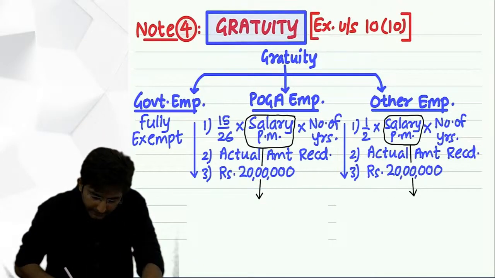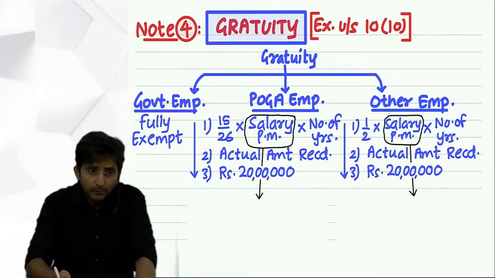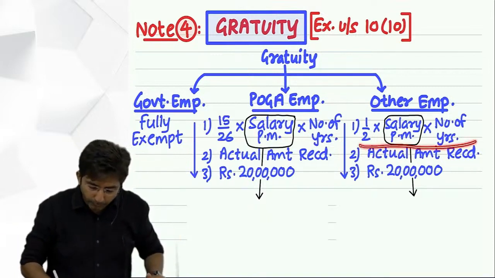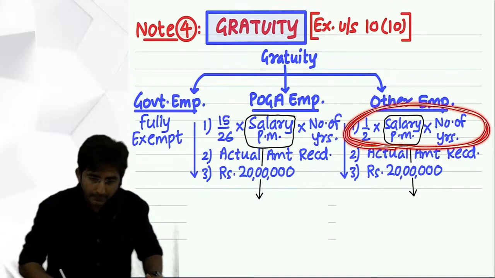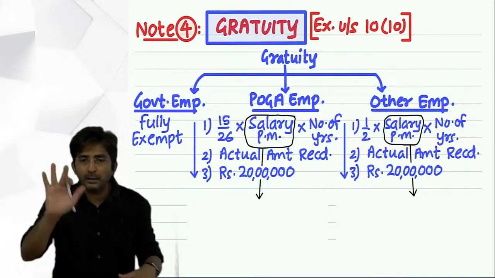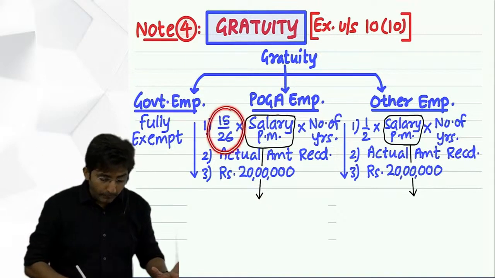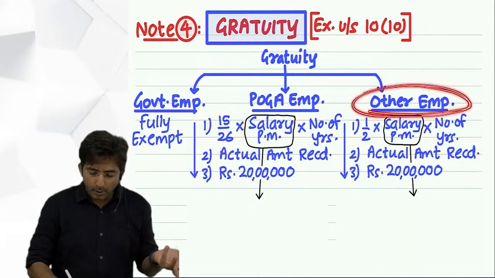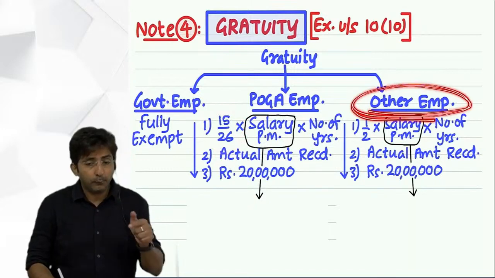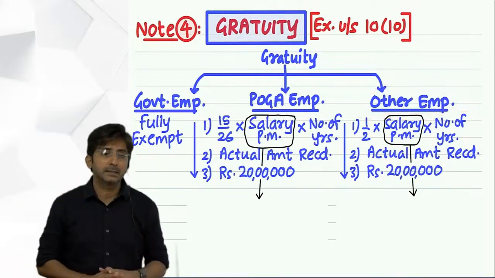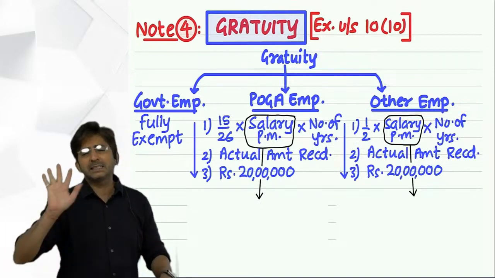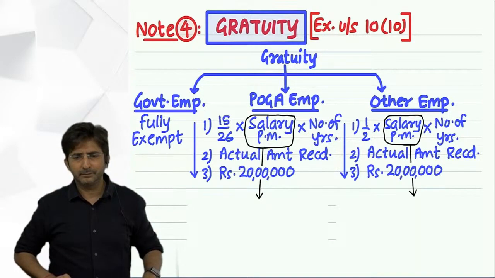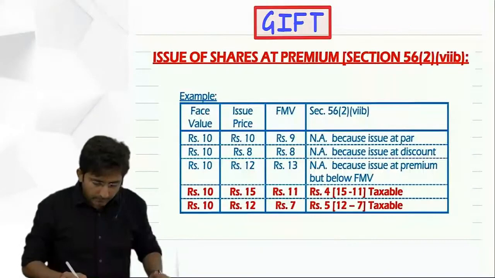What was my last sentence? If they give, what should be the reasonable amount which you should get? The reasonable amount is half of your salary. See, this half is not written in any act. 15 upon 26 has come from the Payment of Gratuity Act. But these other employees are not governed by that Act. For them, the income tax department says that if another employee gets gratuity, a reasonable amount would be half of the salary.